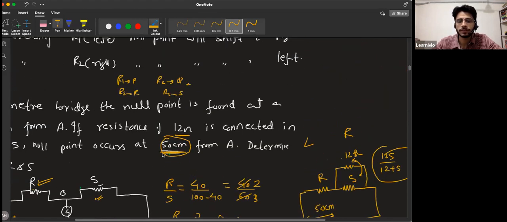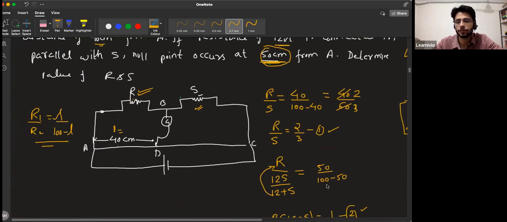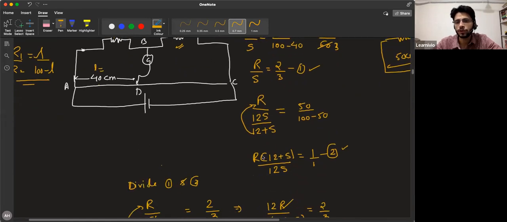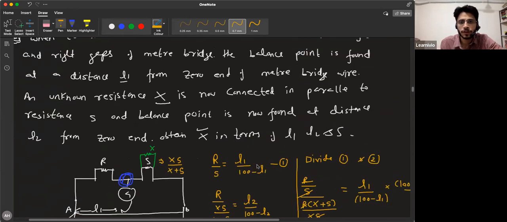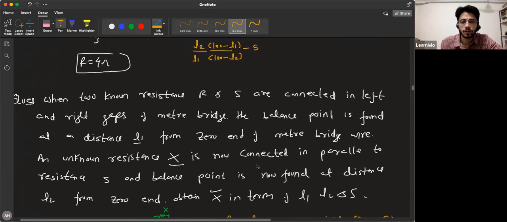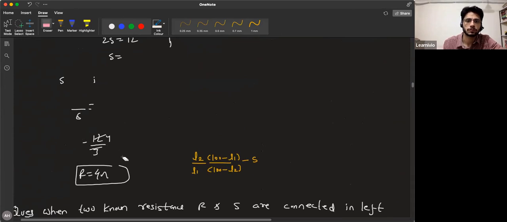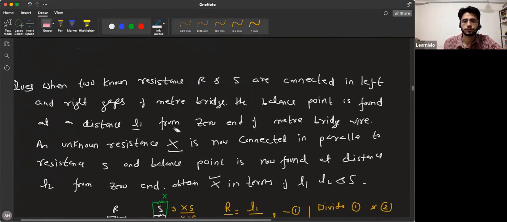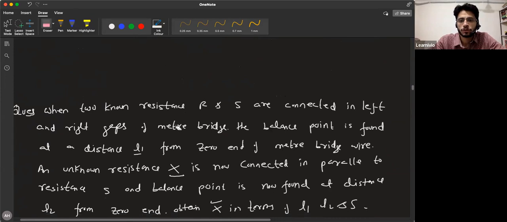And see, the balancing length changes. Balancing length is 50 centimeters. So instead of L, I place 50 and 100. Is it clear? Yes, sir. Now I make two equations and solve. Okay, this is another question. Note down this question.